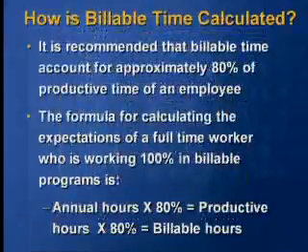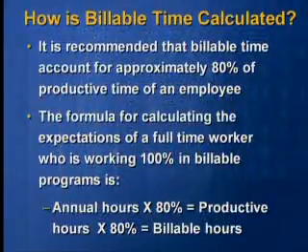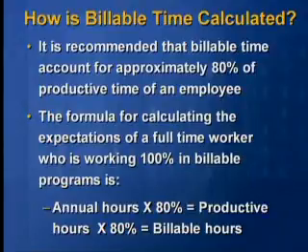So how is billable time calculated? Well, it's recommended that billable time account for about 80% of productive time of an employee. So the formula for calculating the expectations of a full-time worker who is working 100% in billable programs is to look at the annual hours. We take 80% of those annual hours, that's your productive time. Then we take 80% of productive time, that's billable time.